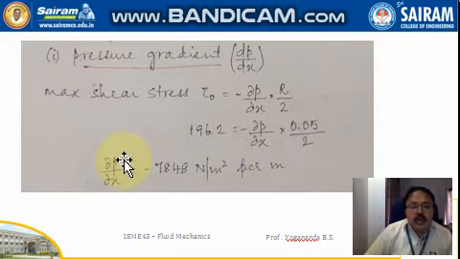So the pressure gradient is the ratio of difference in pressure to difference in length. So pressure is in Newton per meter square, length is in meter. So the overall unit for this pressure gradient is Newton per meter square per meter.